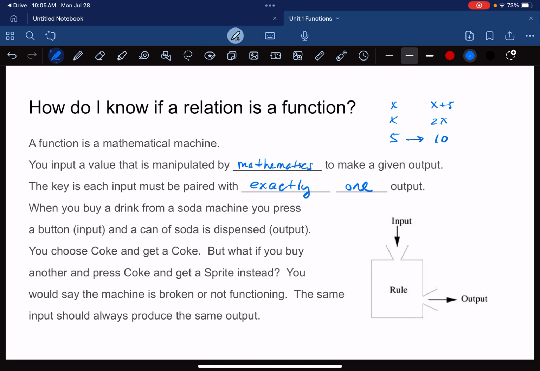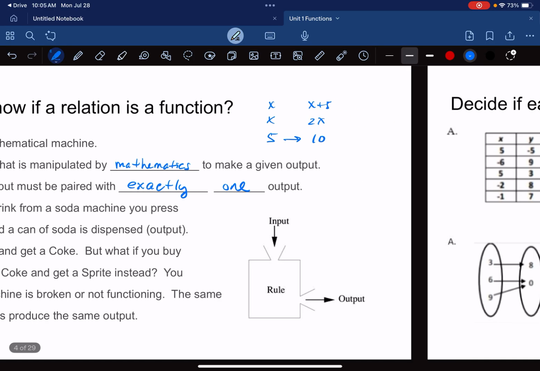So when you buy a drink from a soda machine, you press a button and a can of soda is dispensed. That's the output. When we talked about this one before, you choose Coke and get Coke. But what if you press buy another and press Coke and you get a Sprite? Again, that machine is broken. It's not functioning. So the same input should always produce the same output because of the mathematics.